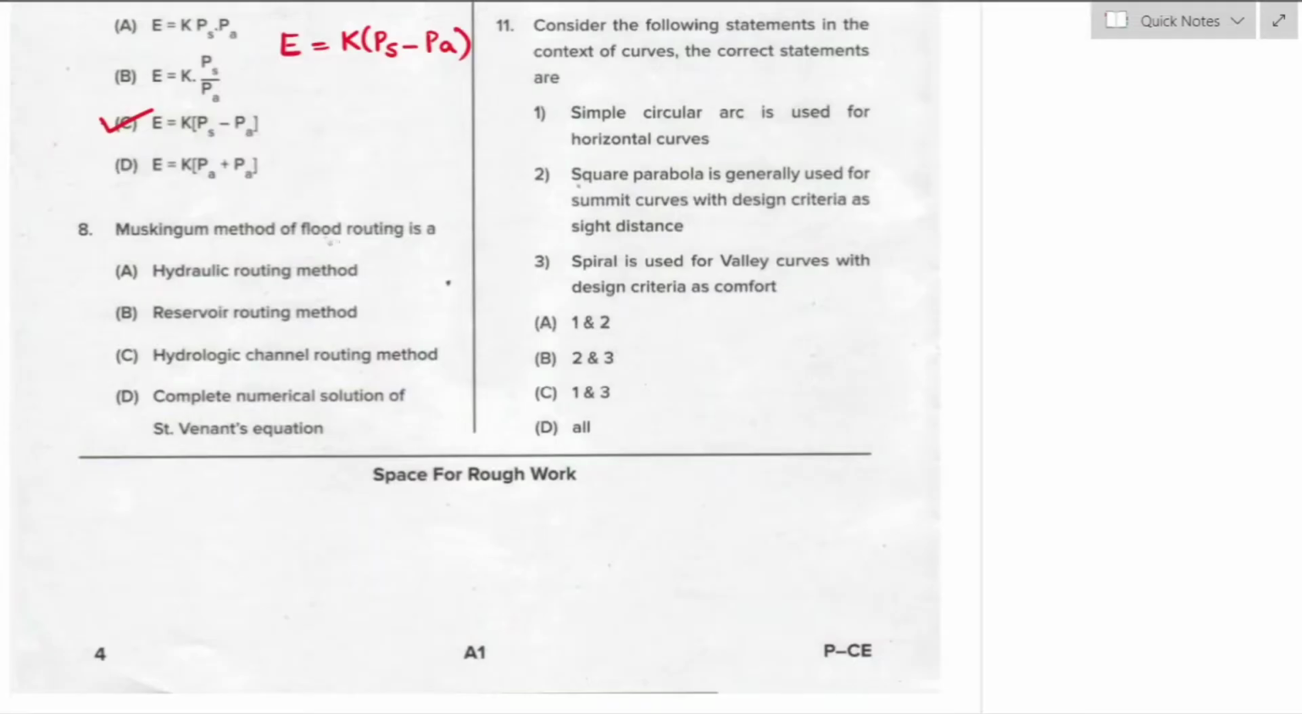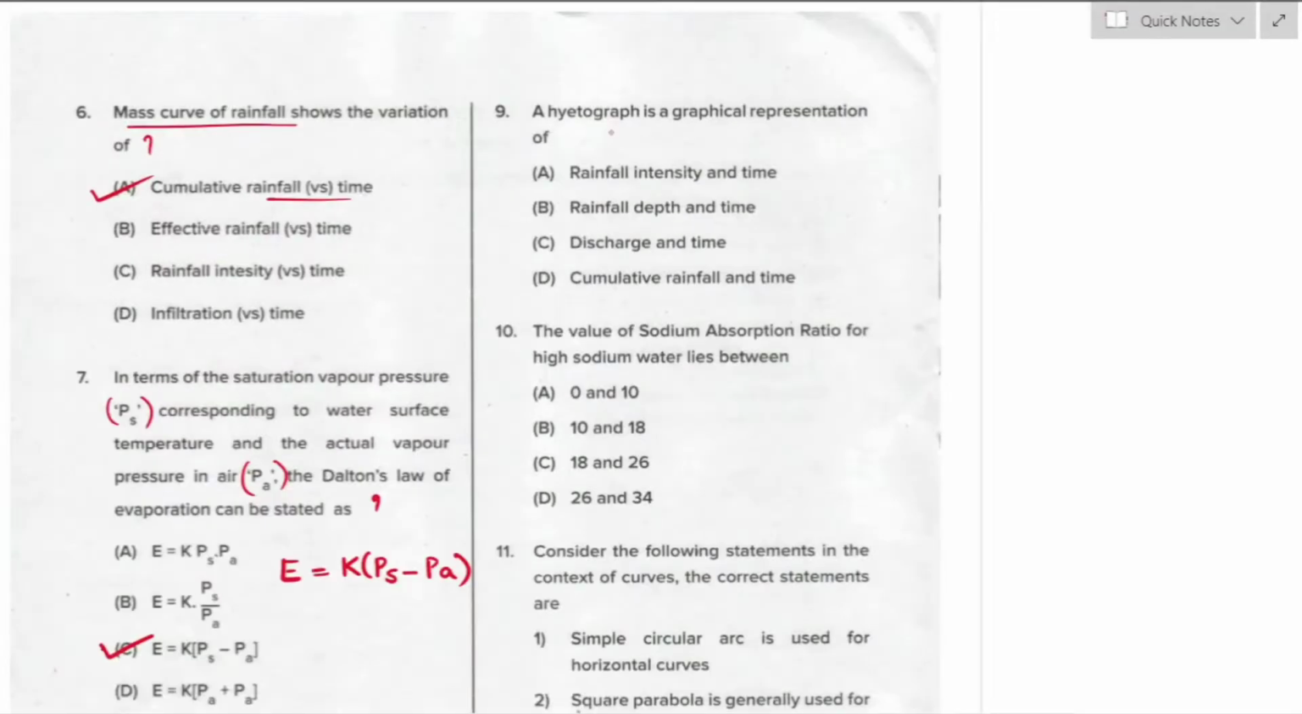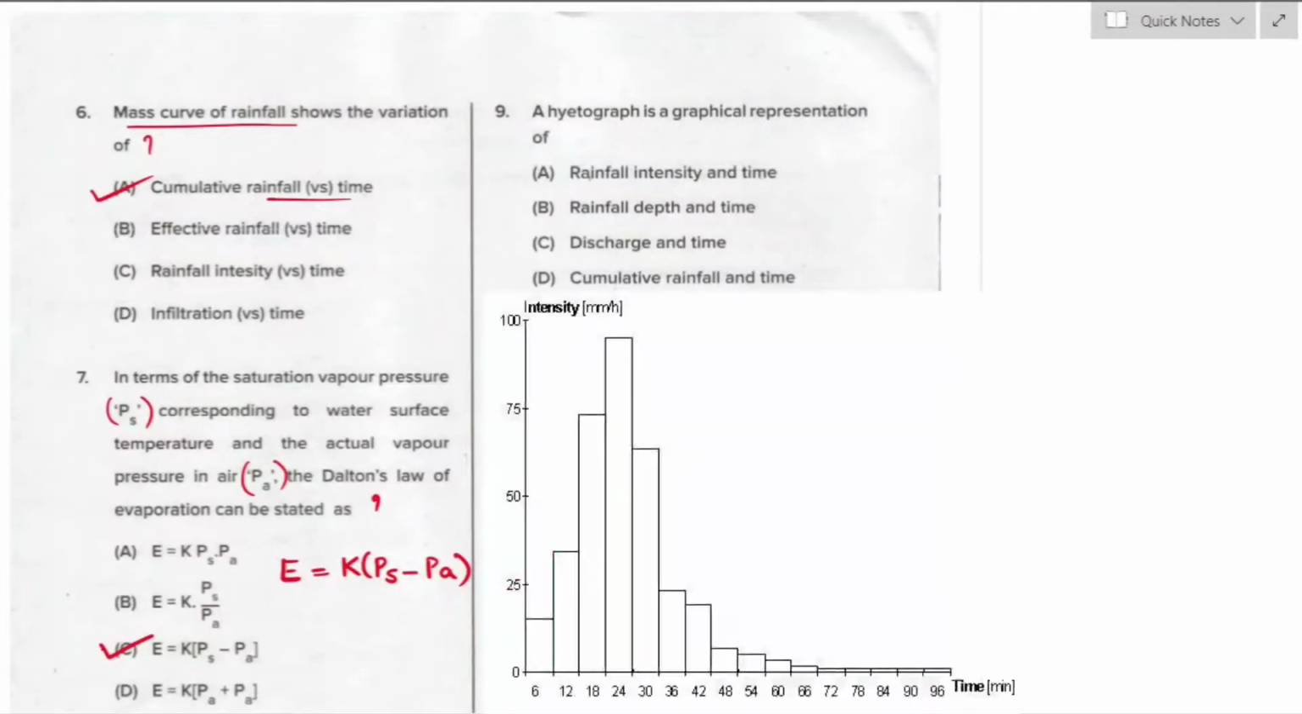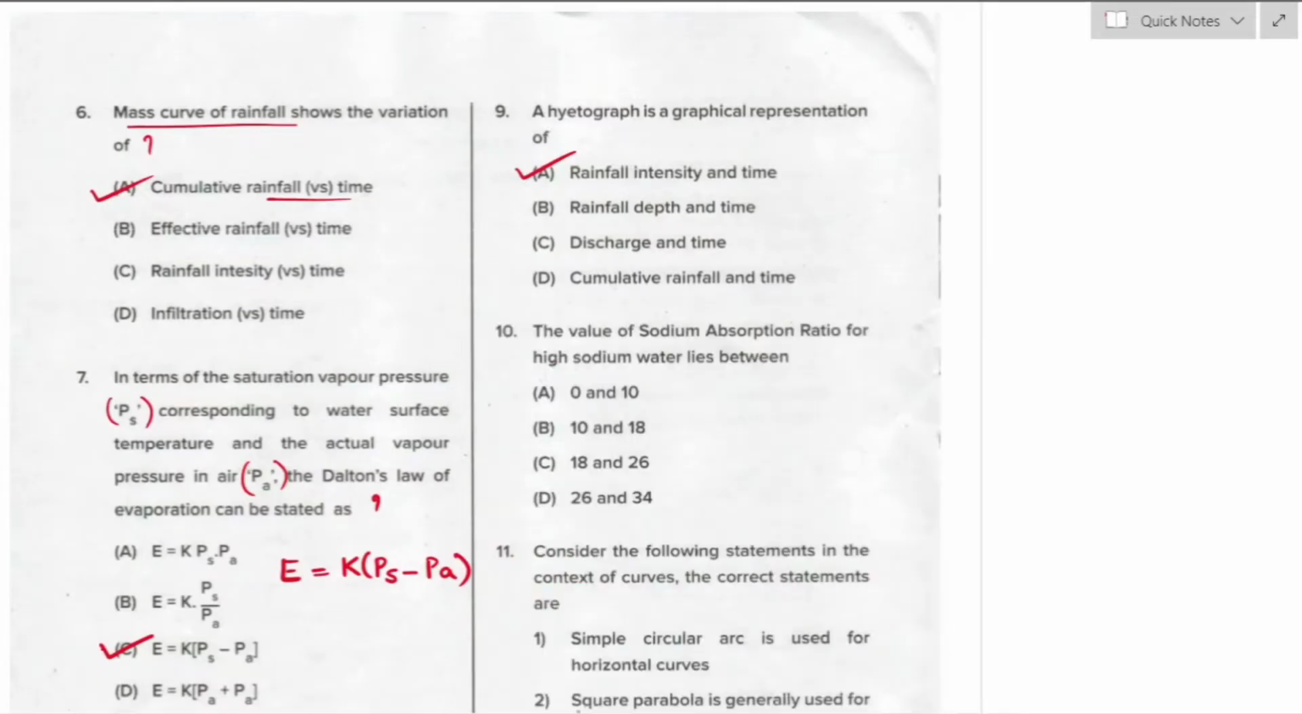Question number 8. Muskingum method of flood routing is a hydrological channel routing method. Option C is the right answer. Question number 9. A hyetograph is a graphical representation of rainfall intensity and time. Option A is the right answer. In the following figure, you can observe the hyetograph graphical representation.